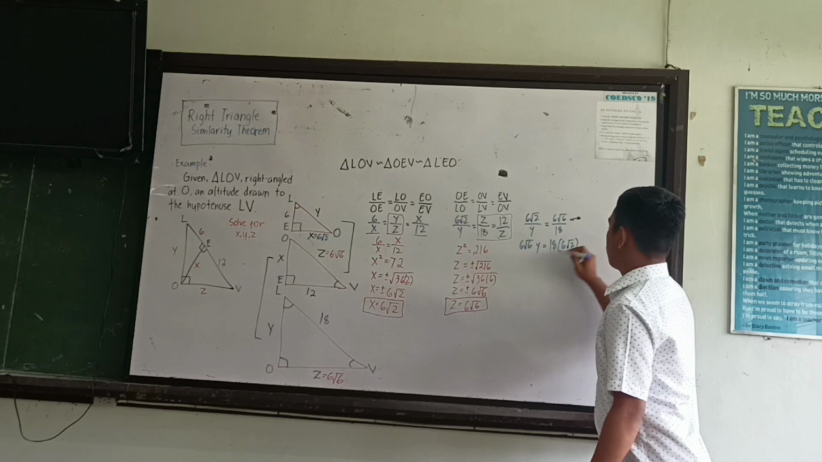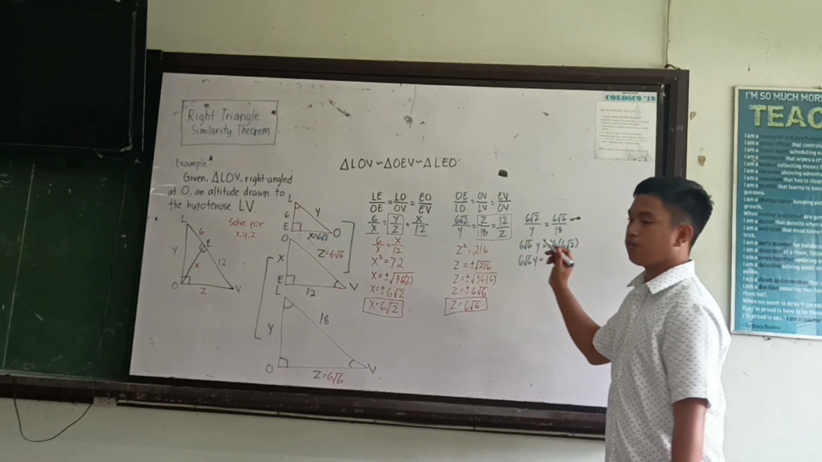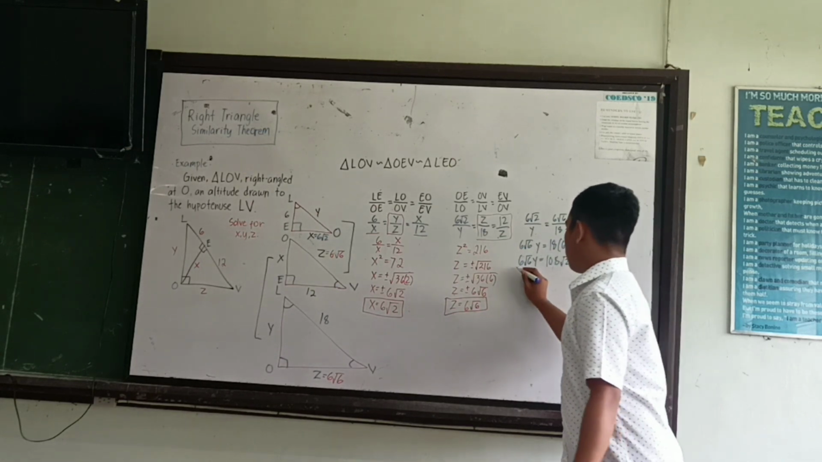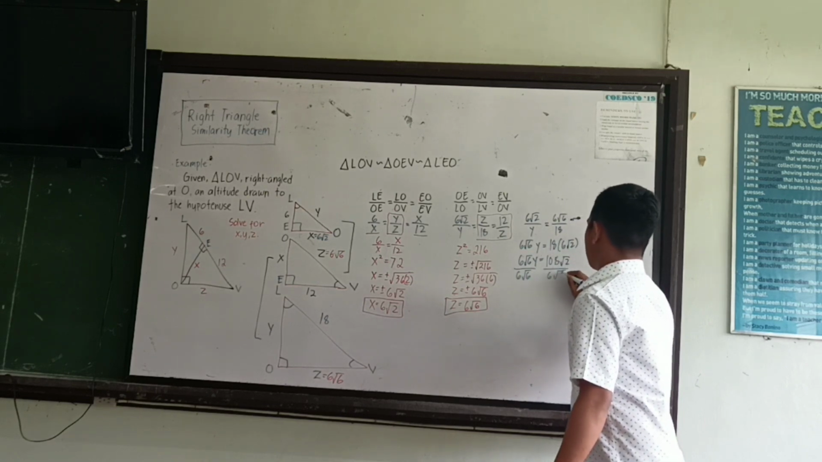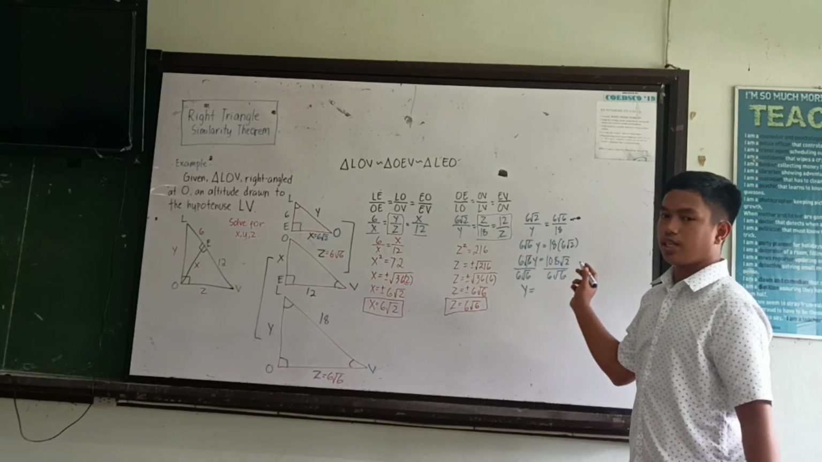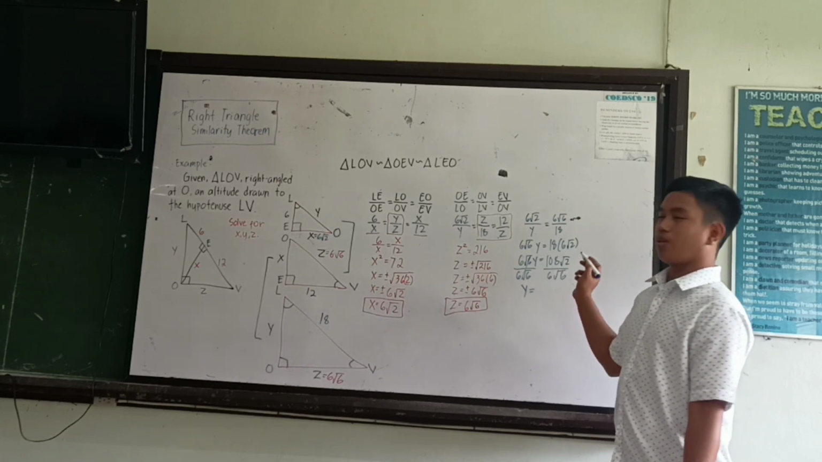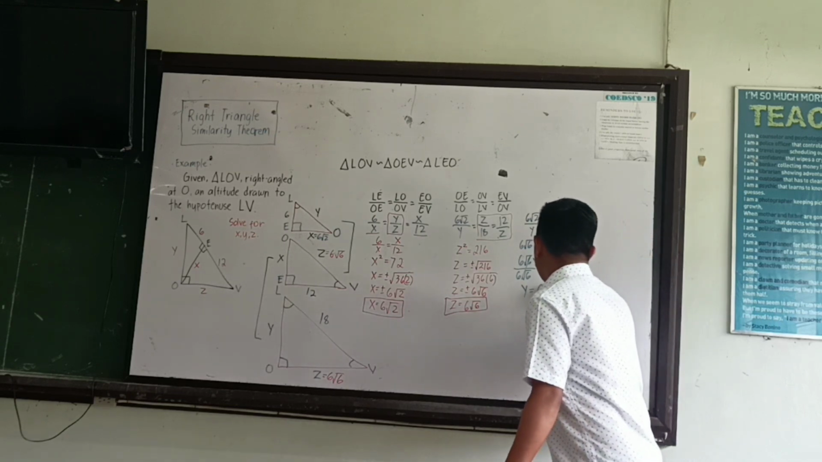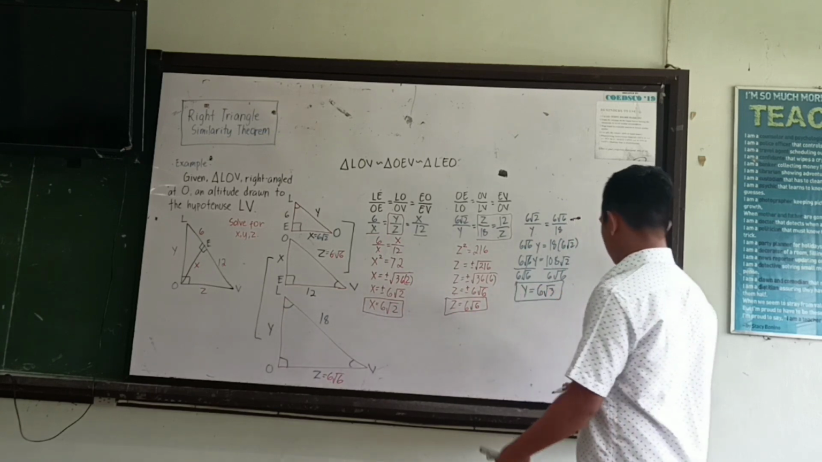We have 6 square root of 6 times y is equal to 18 times 6 square root of 2 equals 108 square root of 2. Divide both sides by 6 square root of 6 to get the value of y. We now have y is equal to 108 square root of 2 divided by 6 square root of 6, which is equal to, you may use your scientific calculator, the correct answer here is 6 square root of 3. Now, we have the value of y.